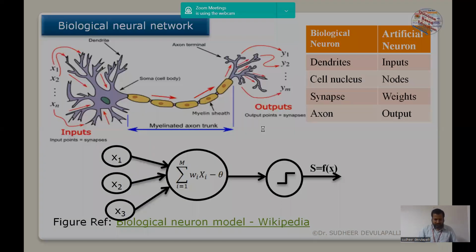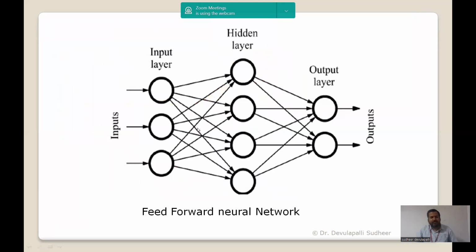Next, this is the basic structure of the neural network. We have different neural networks, and feed forward neural networks and feedback neural networks are the major architectures. First, let us see the feed forward neural networks. In a feed forward neural network, we have the input layer and the output layer, and in between we can have multiple layers. Those are called hidden layers.